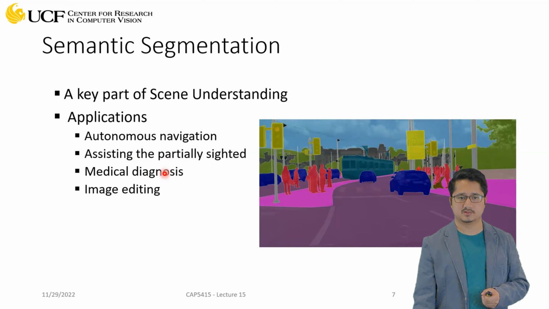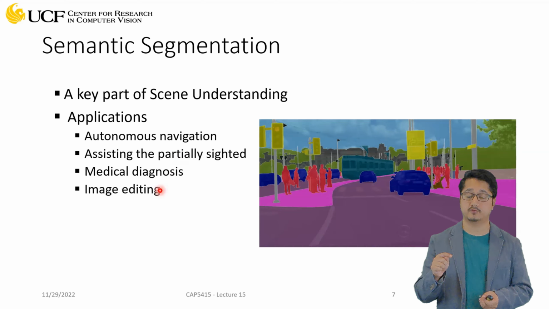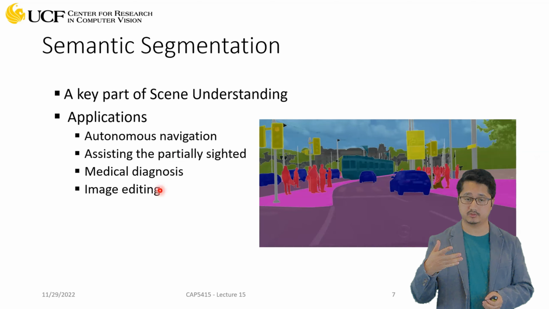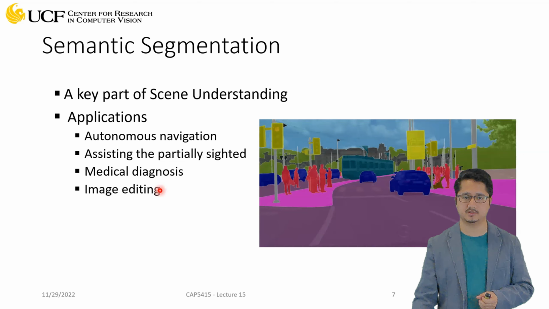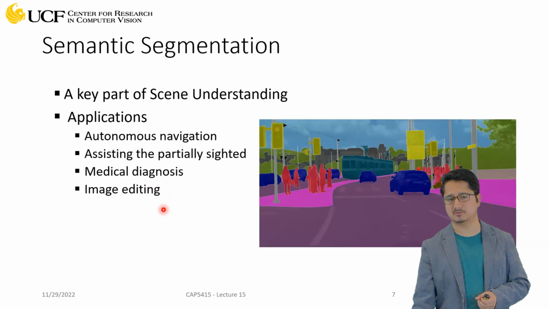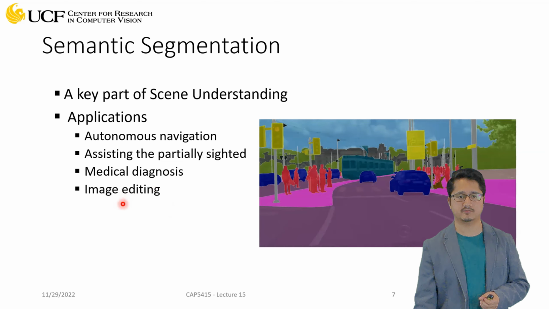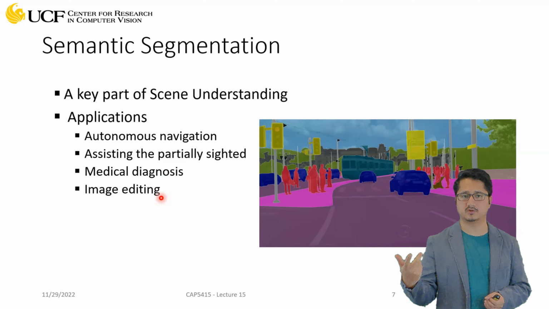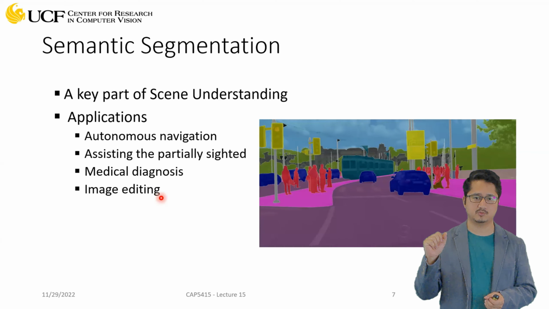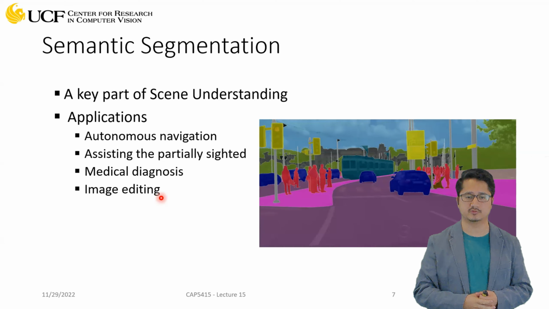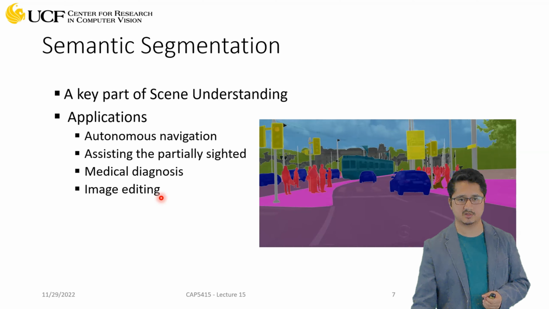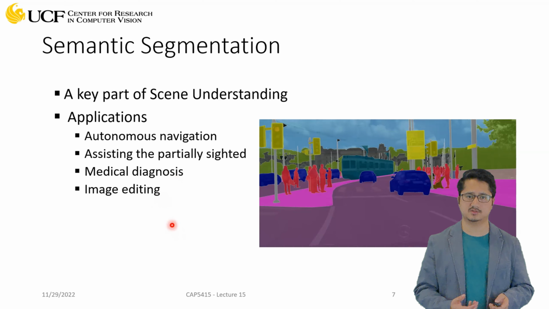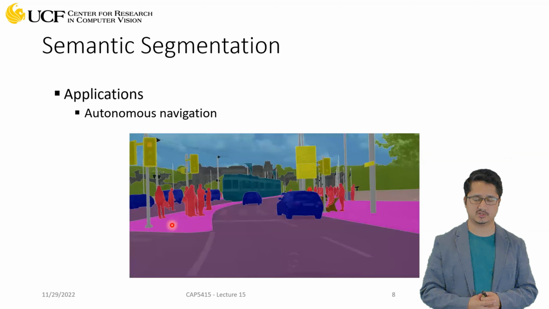There are many others, for example medical diagnosis, where you have to get the fine boundary. If you're doing tumor detection, you need to know exactly where the tumor is present. And of course it could be your fun projects as well, where you're doing some kind of image editing. If you want to carve out some of the objects that you don't want in your images, you need those fine boundaries, and then you can just remove those objects. So you can have a lot of different applications in semantic segmentation.